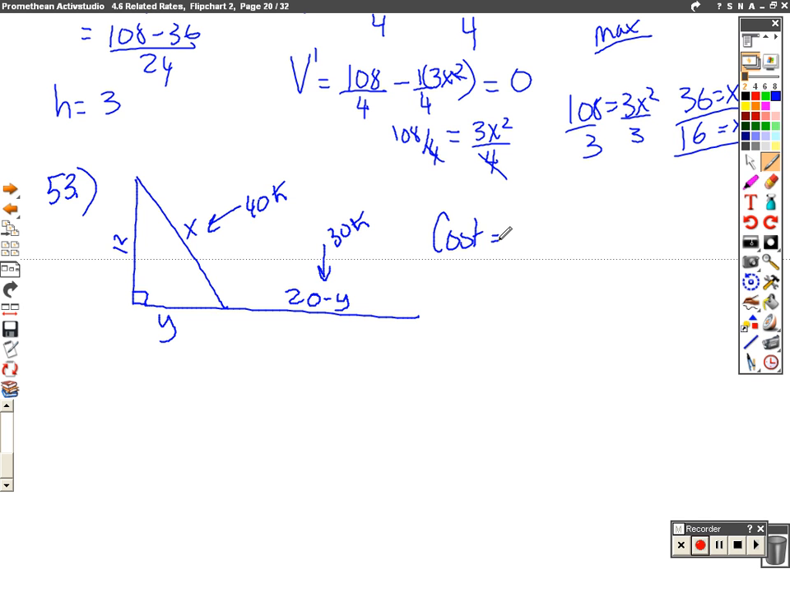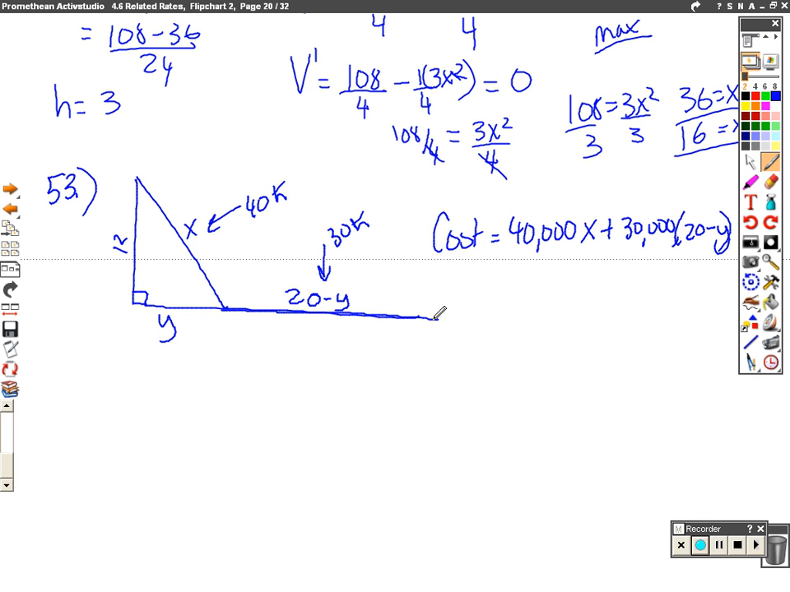All right, right now cost is always money times length. So this is 40,000 times how long x is, plus 30,000 times 20 minus y. Okay, and this is the equation that we're going to want to optimize, right? So it's 40,000 times this amount and 30,000 times this amount.